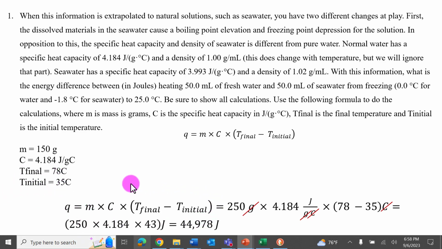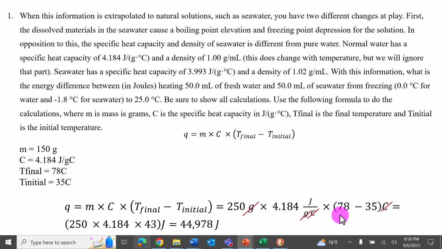Okay, so here's my formula. Now let's just plug in the numbers. So the mass is 250, not 150. Must have hit the wrong button there. So 250 grams times my C, which is 4.184 joules per gram degree Celsius, times my T final, 78 degrees, minus the T initial, which is 35.